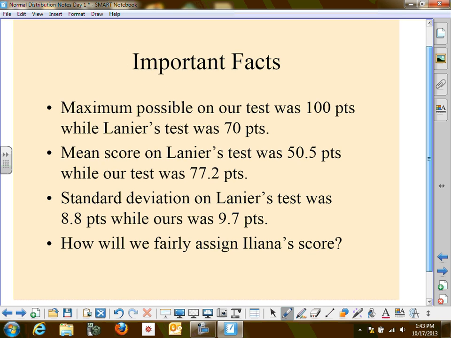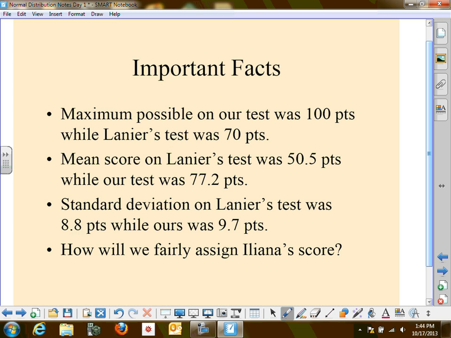So here's the facts. I called Lanier High School because this is actually really the way that it works, you know. I talked to their stats teacher, and I found out that on that test, the mean at her school was a 50.5. So right now in your brain, she made a 61, so we know she's already what? Above average. Good. But at our school, the mean was 77.2.